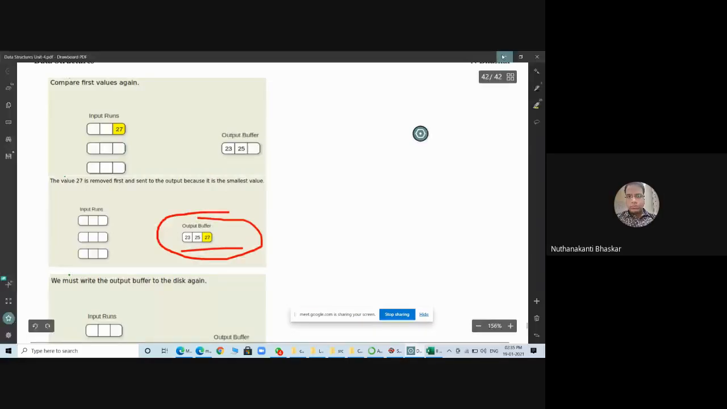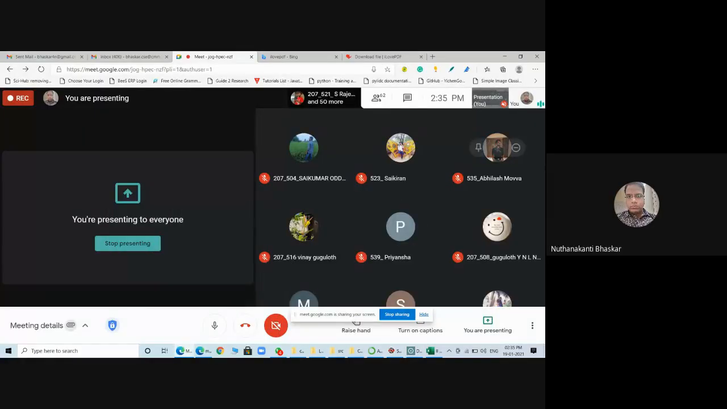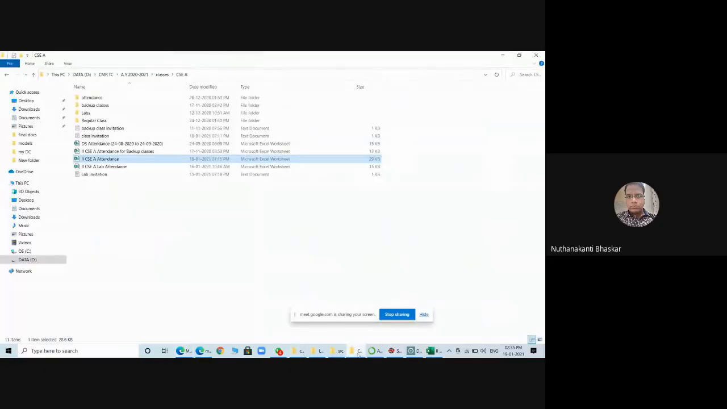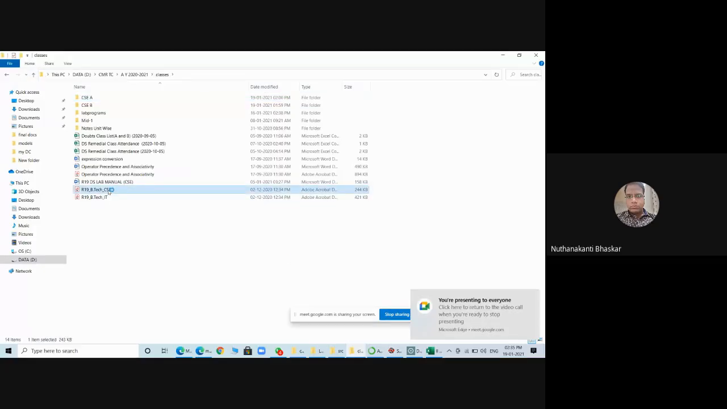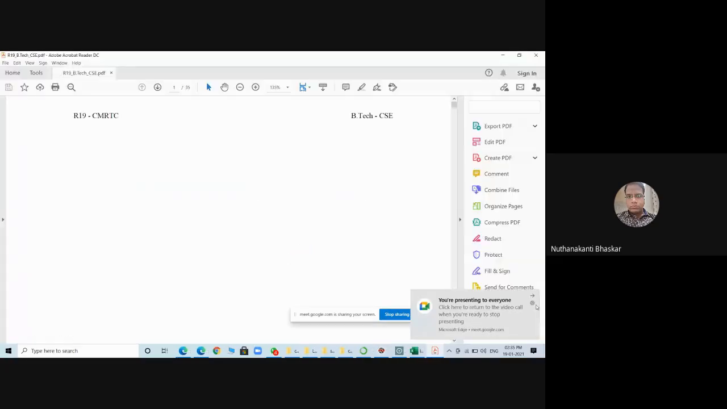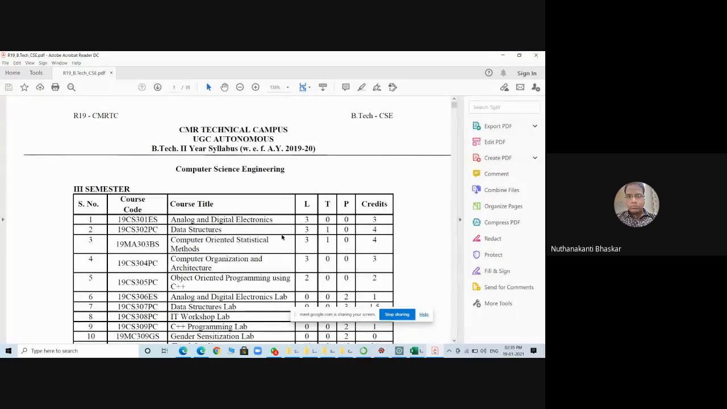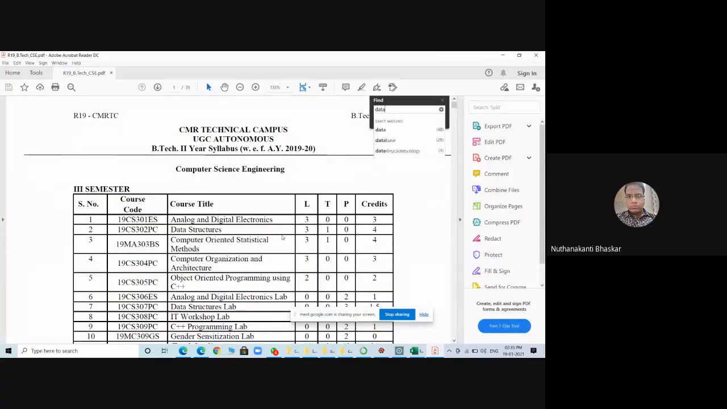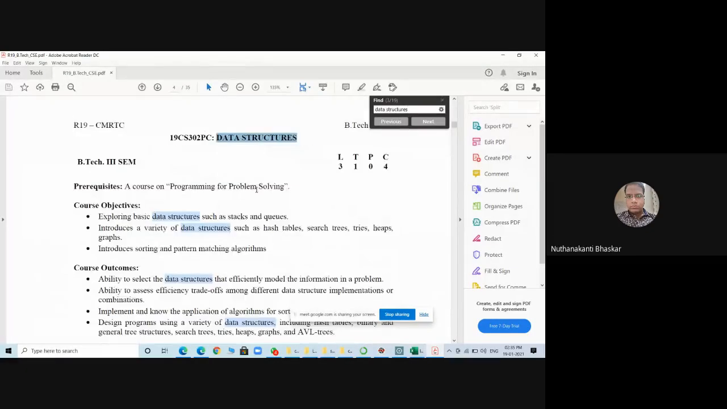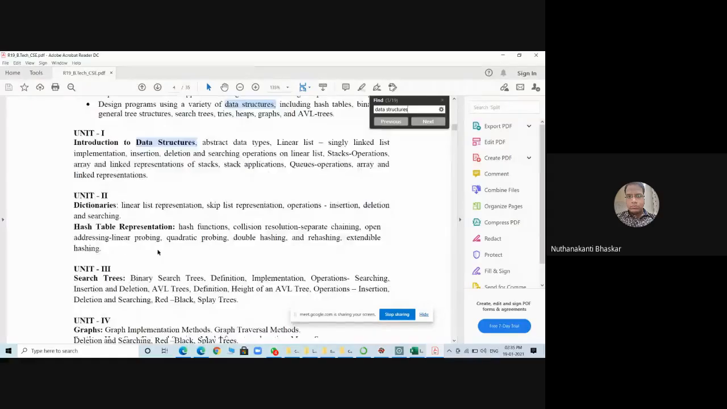The fourth unit syllabus is completed. If you want, I will share the syllabus once. Then from the next class onwards, we will start the fifth unit. I'm going to read the fourth unit syllabus. Please check this fourth unit syllabus.